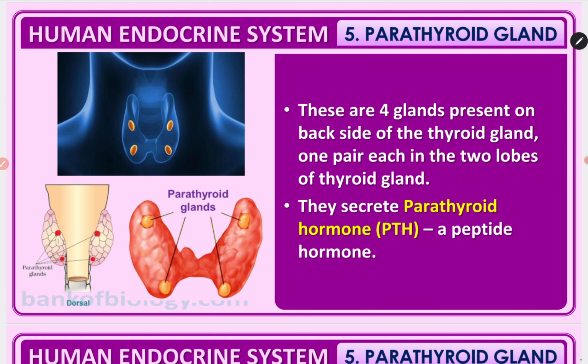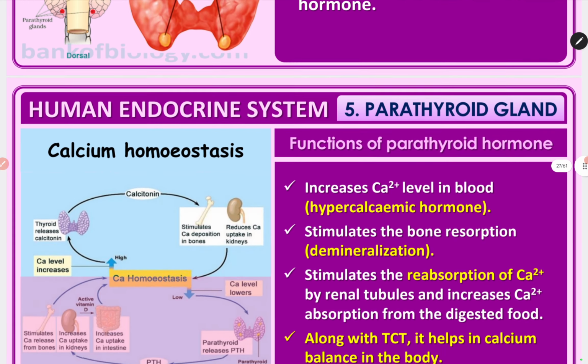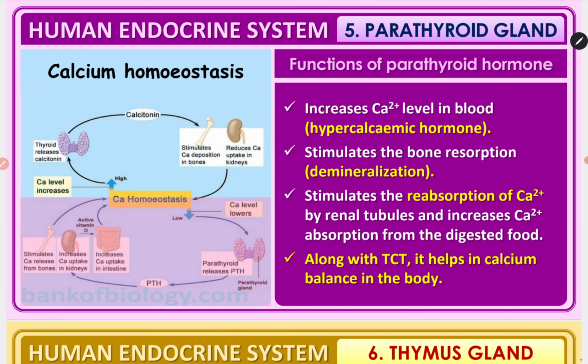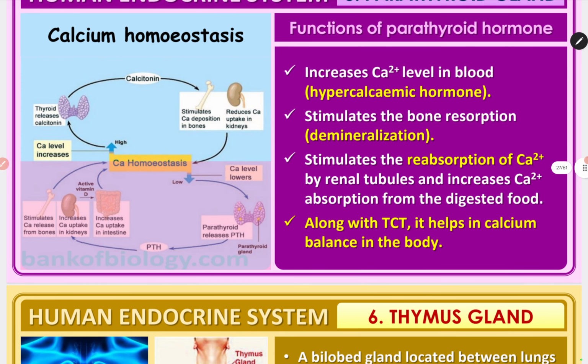Coming to the parathyroid gland, these are 4 glands present on the back side of the thyroid gland, one pair each in the 2 lobes of the thyroid gland. See how thyroid and parathyroid are arranged in the diagram. They secrete parathyroid hormone PTH, a peptide hormone. Its functions: it increases the calcium level in blood, it is a hypercalcemic hormone, it stimulates bone reabsorption, that is demineralization, stimulates the reabsorption of calcium by the renal tubule, and increases calcium absorption from the digested food. Along with TCT, it helps in calcium balance in the body.